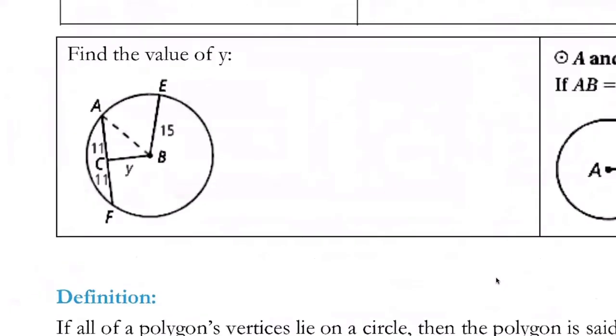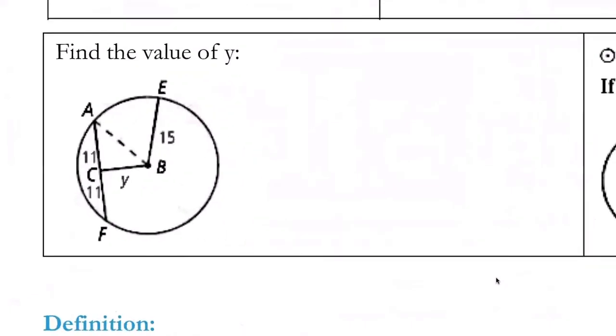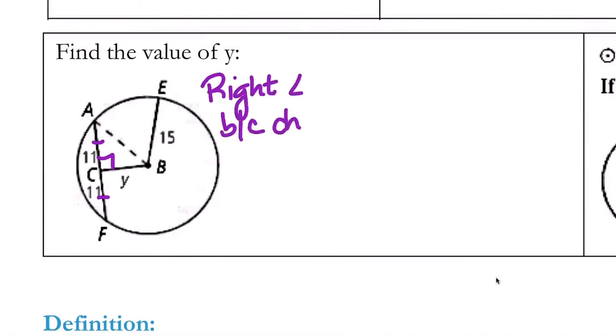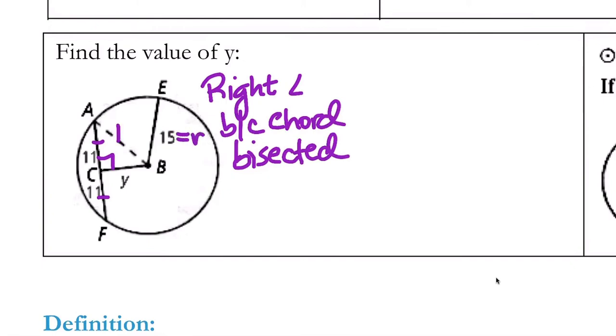All right, find the value of y. So for this one, because we know that we have congruent pieces of the chord, since the chord is bisected, that means that's a right angle. Right angle because chord bisected. Okay, so notice that the 15 that's given there is actually our radius. So that means that segment over there is also 15. This time they've drawn in the triangle for you to help you focus on what is actually happening there.